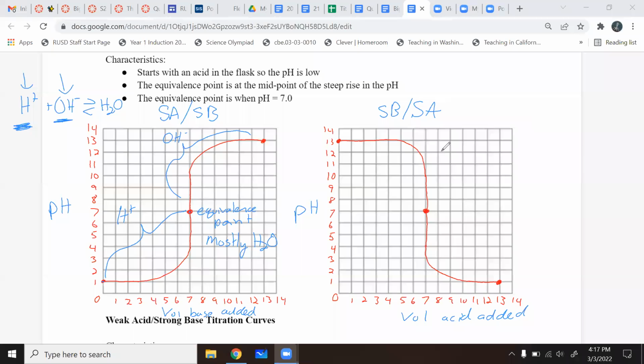Over here on this graph, we have the exact opposite happening because we have started with a strong base, which we are titrating with a strong acid. Now our pH is starting high, up at 13 over here on the left. At that point, again, we've added exactly 0 acid to this strong base, so its pH is high. In the middle here, that is where our H plus and OH minus are equivalent to one another. So again, we have mostly water present at the equivalence point.